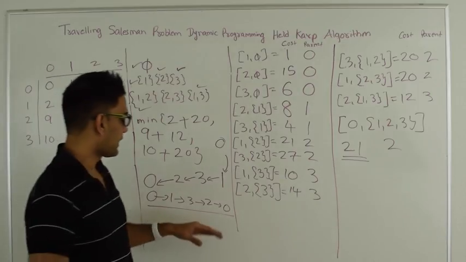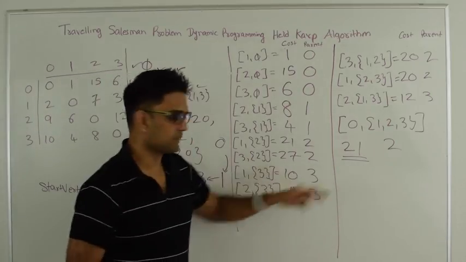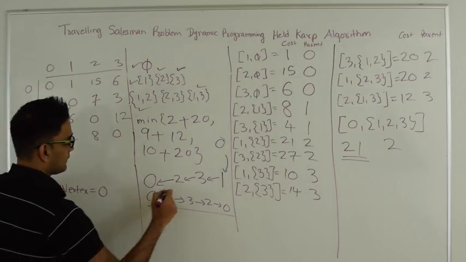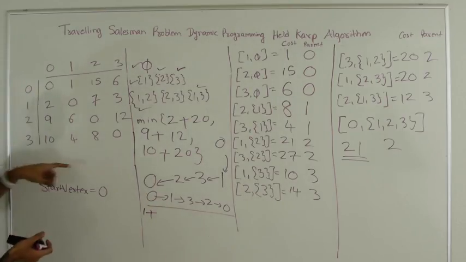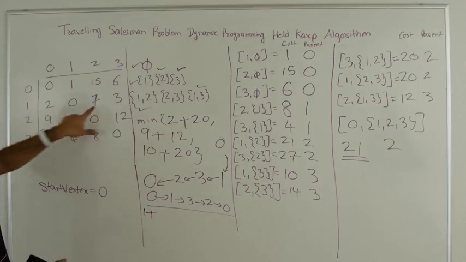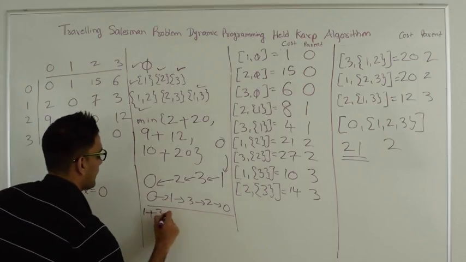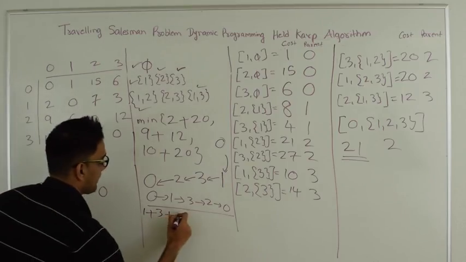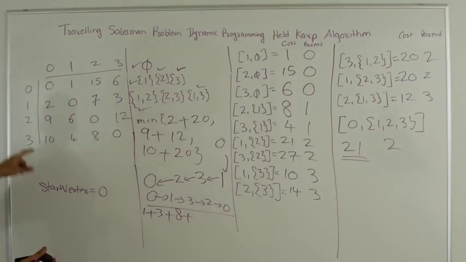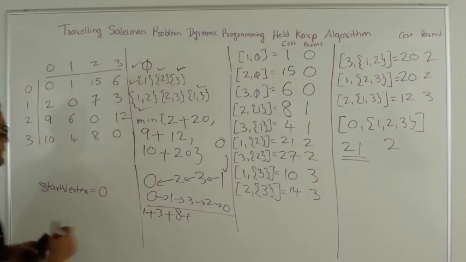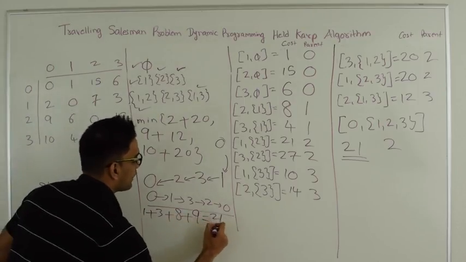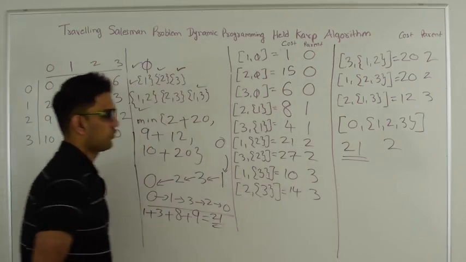Let's quickly confirm that the cost of this is same as 21. So 0 to 1 is 1, plus 1 to 3 is 3, plus 3 to 2 is 8, plus 2 to 0 is 9. So this is 12 plus 9, 21, which was the cost of our tour.